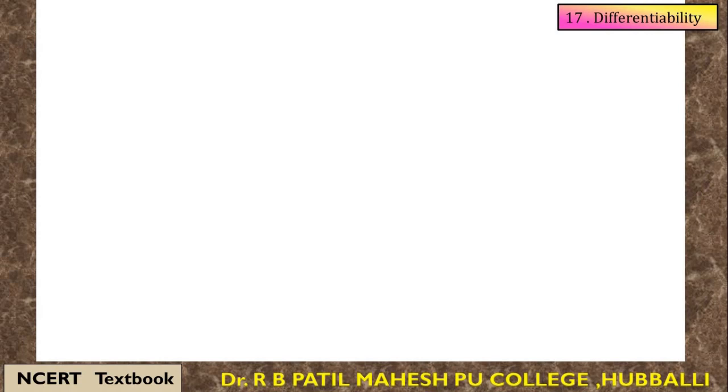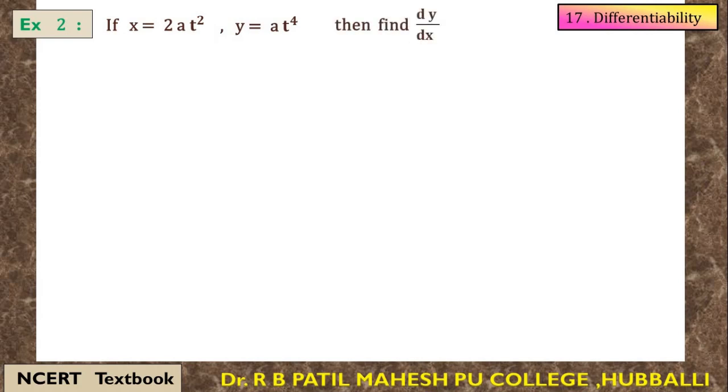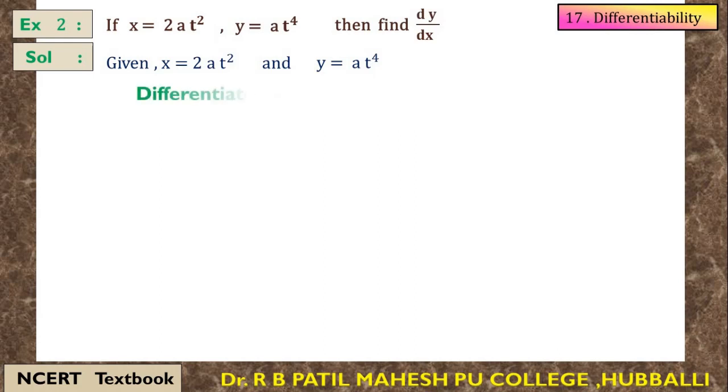Now see the next question. If x is equal to 2at², y is equal to at⁴, then find dy by dx. First you write the given functions, x equals 2at² and y equals at⁴. So differentiate with respect to t.